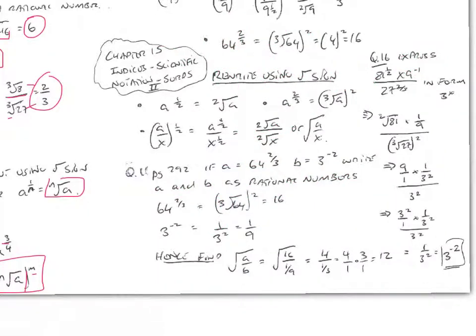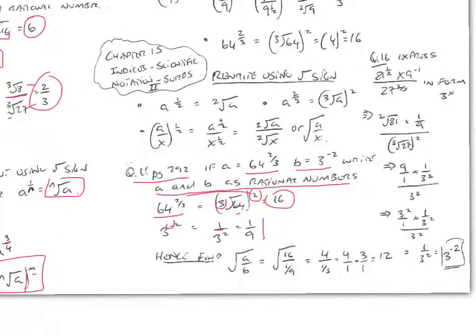This example, question 11, page 292. If a is 64 to the 2/3 and b equals 3 to the minus 2, write a and b as rational numbers. So 64 to the 2/3 is the cube root of 64, all squared. Okay, that's 16. 3 to the minus 2, get rid of the minus, the same as 1 over 3 to the power of 2, is 1 over 9.